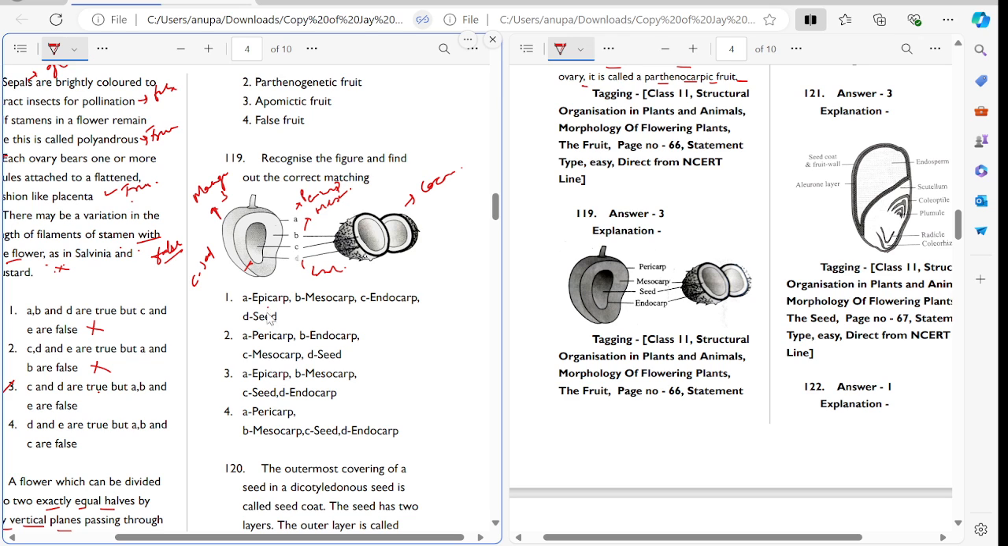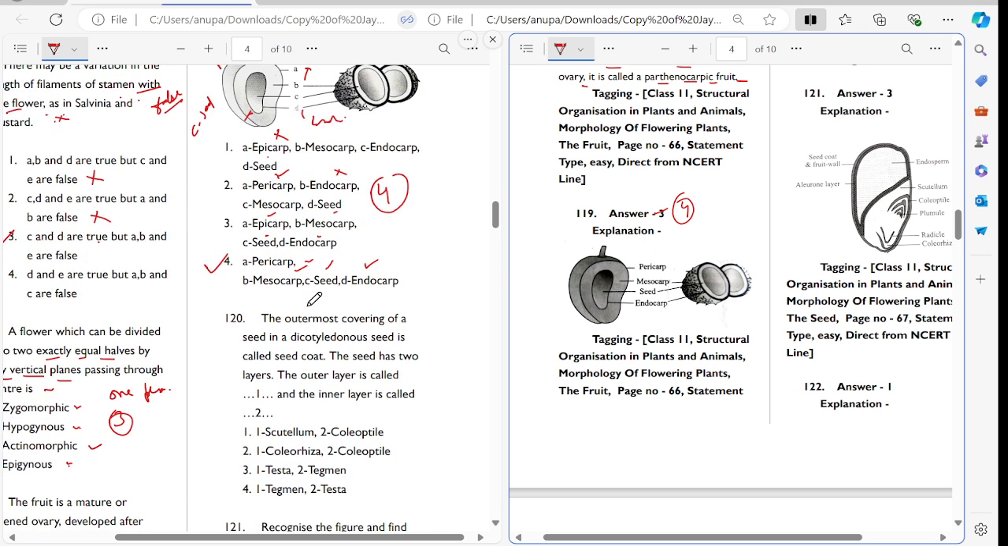Sorry, this is wrong. A is pericarp. So if this is option 2, we have A is pericarp, B is mesocarp. This is wrong. Let's see the third option. In the third option, A is epicarp, B is mesocarp, and C is seed, and D is endosperm. In the fourth option, A is pericarp, B is mesocarp, C is the seed, and D is the endocarp. So the answer for this question will be option number 4. The answer is 4.